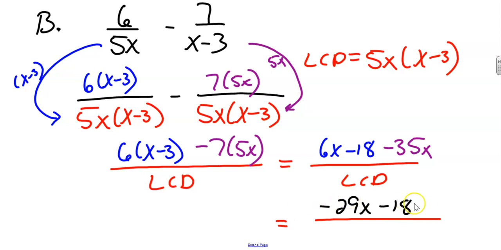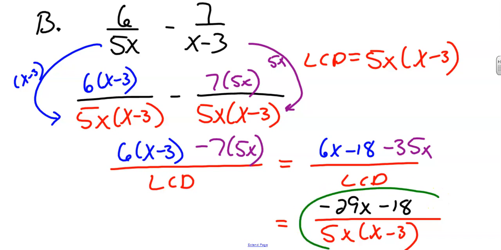And once we've added and subtracted, done everything we can do in the top, now you can bring back in your denominator of 5x and x minus 3, and then look to see if you can cancel. And again, for this one, there's nothing there that we can cancel. So as pretty as that really isn't, that's going to be the final answer that we're looking for there.